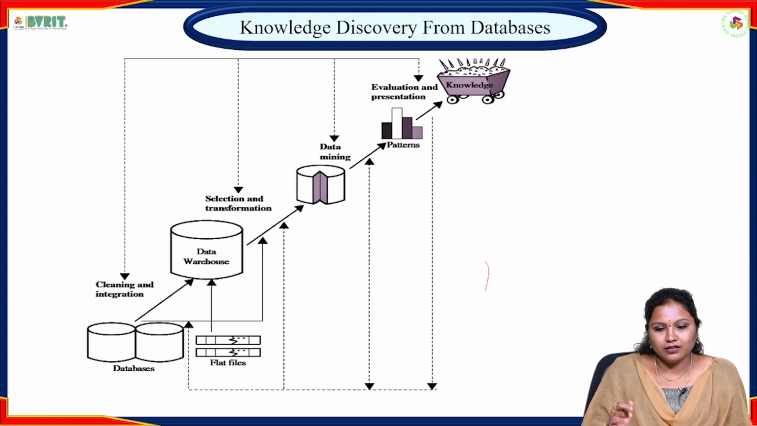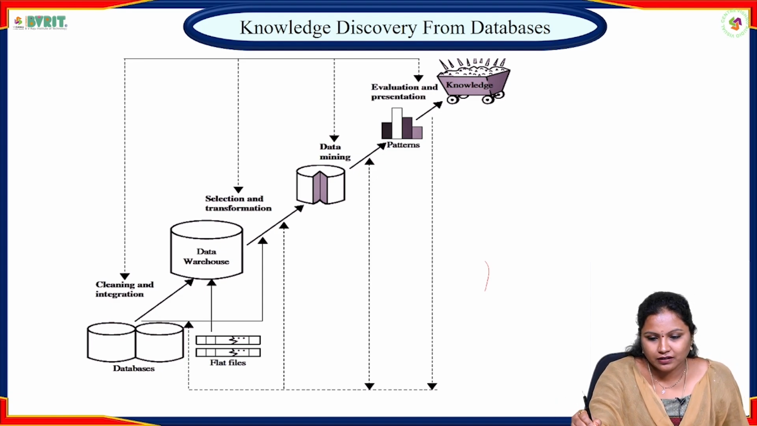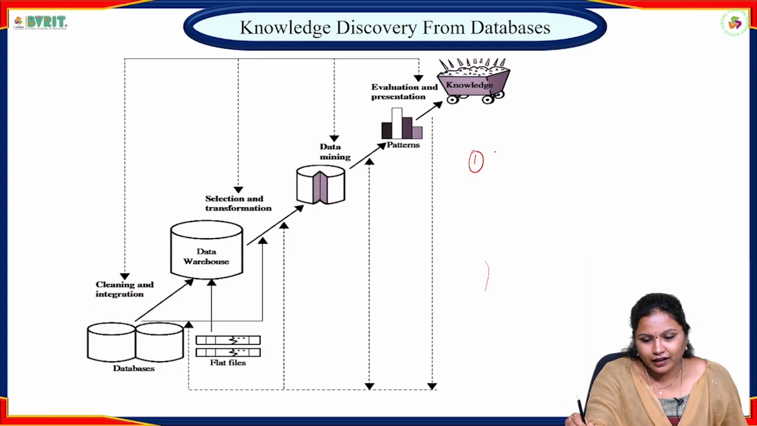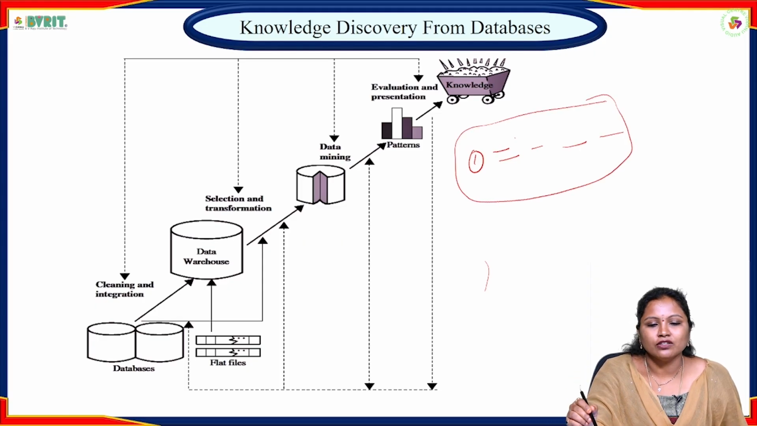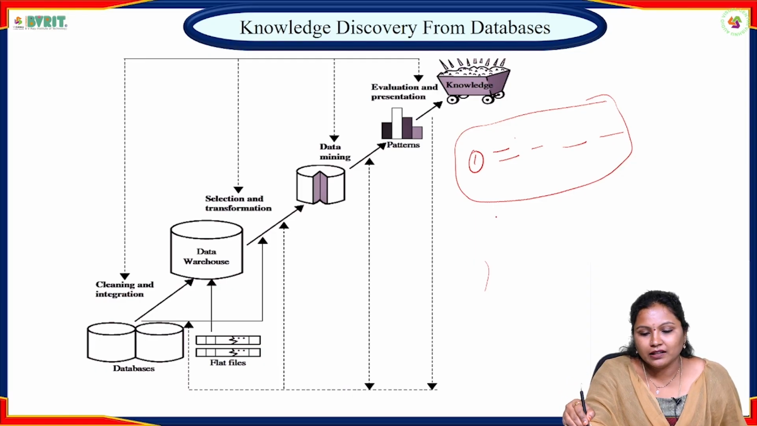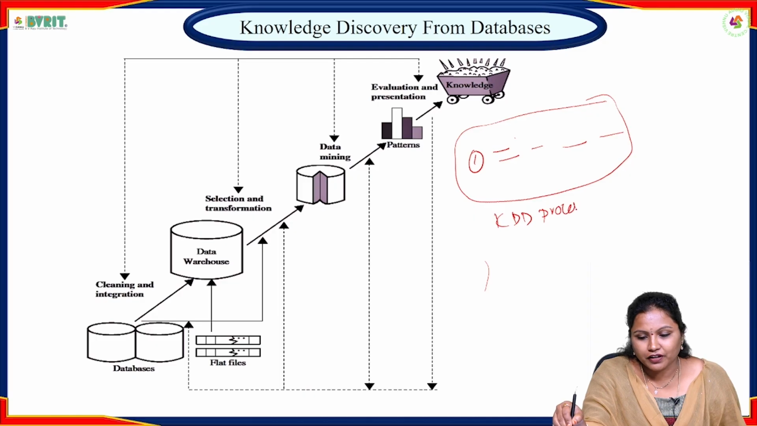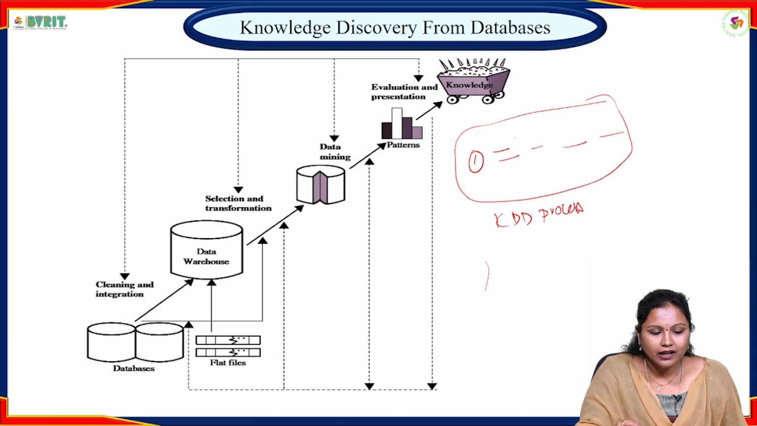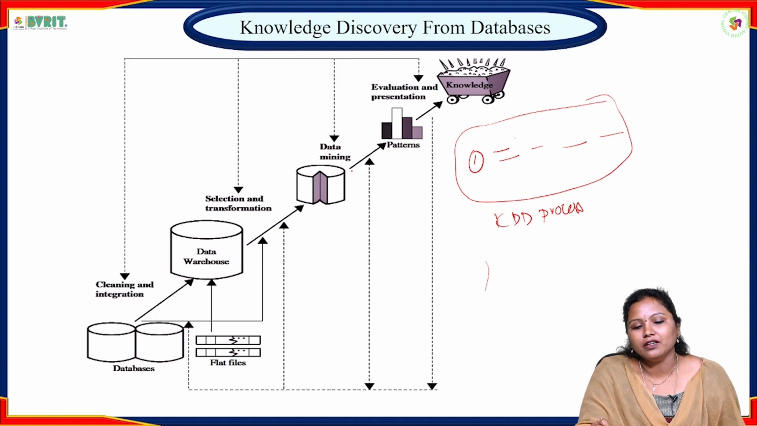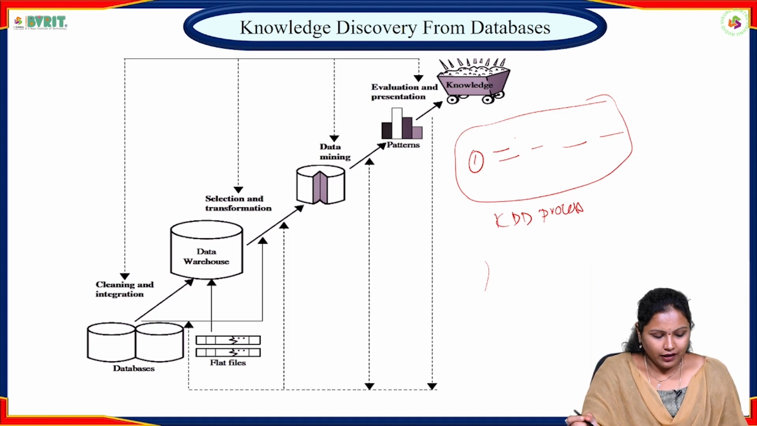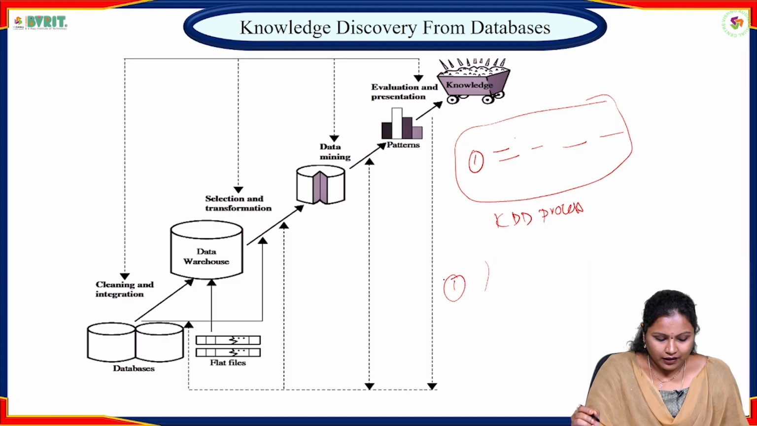In the previous part we had seen data collection, data selection, data transformation, and all this, right? So this entire process is called knowledge discovery from database. That is nothing but the KDD process. So here there are different steps like data cleaning, data integration, data selection, data transformation, data mining, evaluation and presentation of patterns, right? So first one is data cleaning.